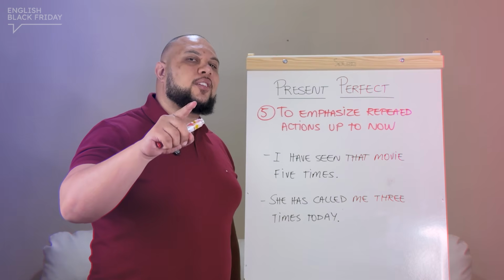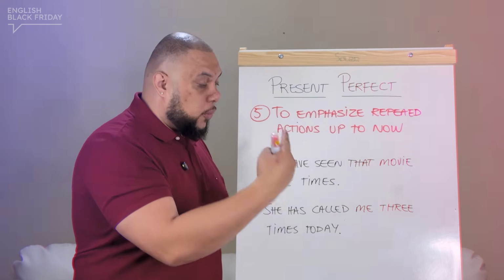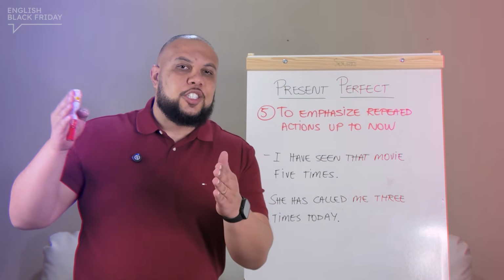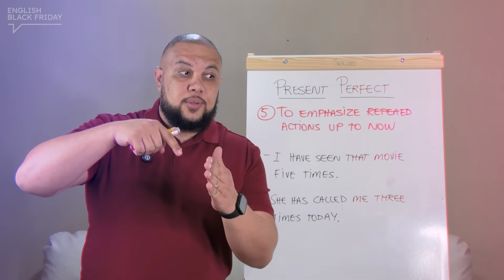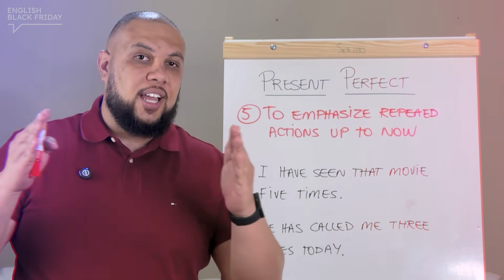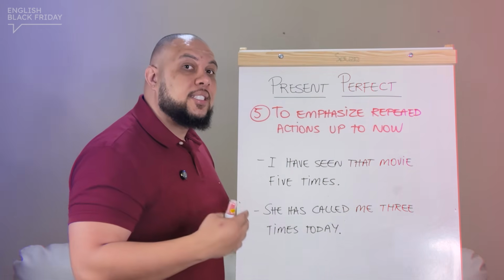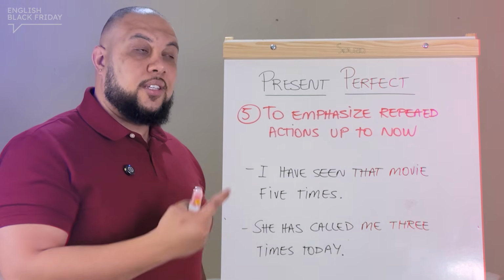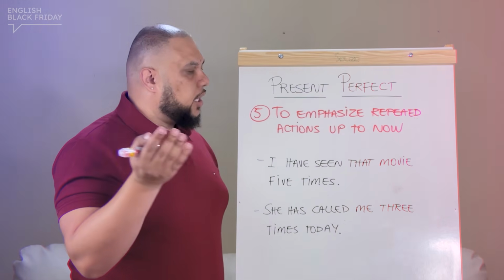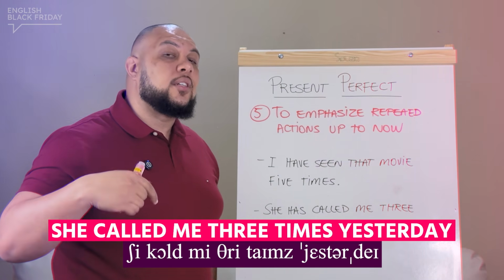But you might be asking yourself the question, teacher, but I remember you told me that when we use present perfect, we don't use time expressions. But today is something that started in the past, continues now, and it actually goes up to the future. So this is a flexible time in here. Started in the past and continues up to now. So that's why when we say today, you still can use the present perfect. But if I said that talking about yesterday, I wouldn't be able to use present perfect. I would have to say, she called me 3 times yesterday.